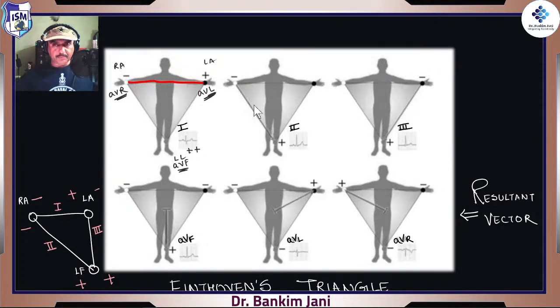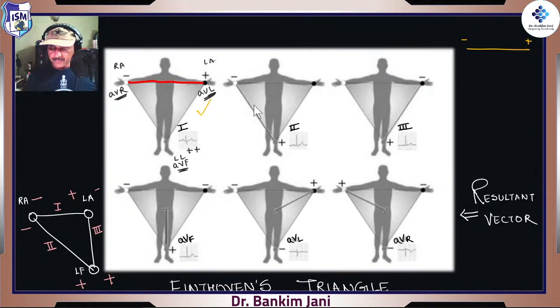The current measured between right arm and the left arm. So that is the first one, right? So we draw it over here, okay? Then, so I'll mark this thing as minus, this as plus. Then second is, so this is done.